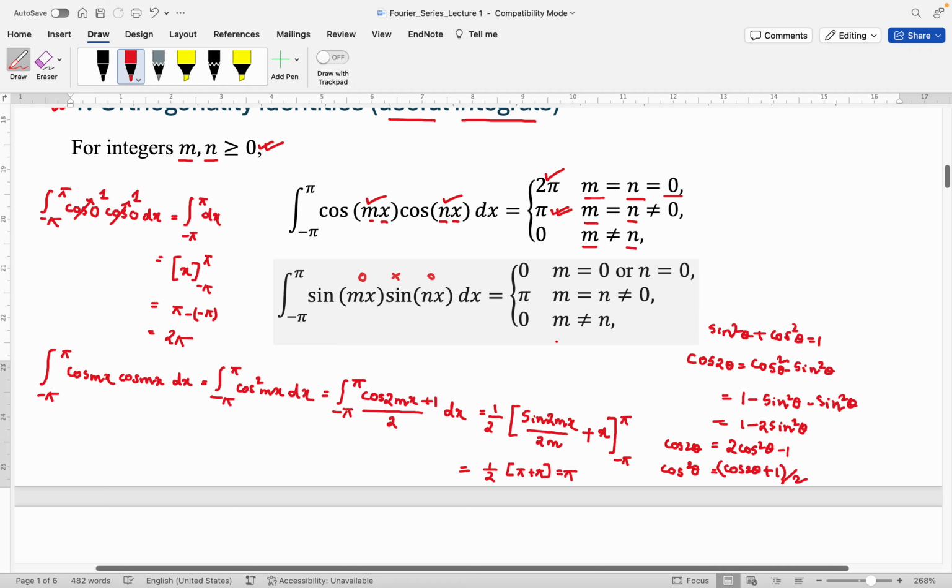And if m is not equal to n, this becomes 0. So you have to remember this, this is important. You also have to remember something called an odd function and an even function. We are going to come to that later. So let's just take one at a time.